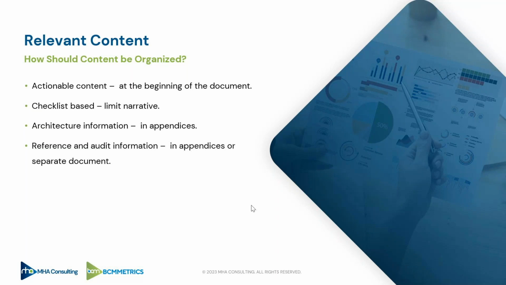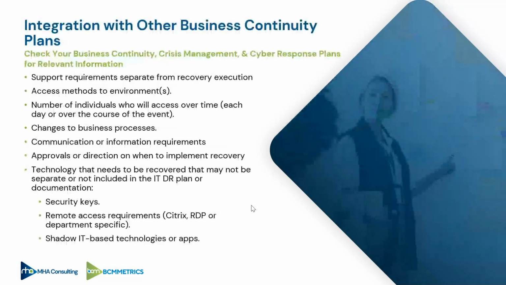And again, the reference and audit and those types of things, often we're moving that to a separate document so that it can be updated, because rarely does it change. Then it can be provided as needed, as opposed to the actionable content, which may have some proprietary or intellectual property information that you just don't necessarily want to get out.